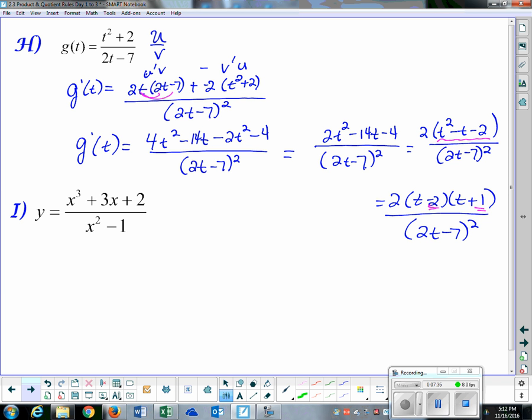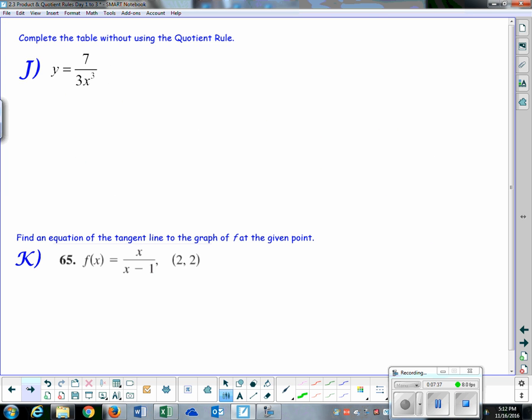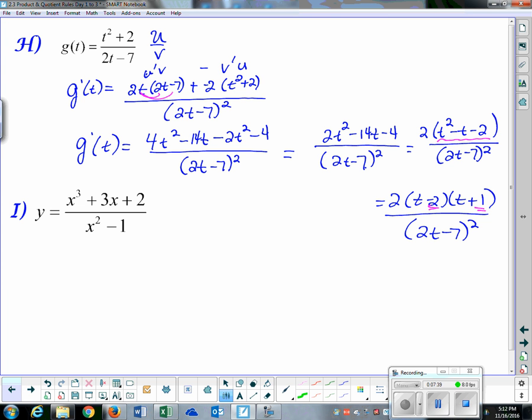On to letter I. We just have a couple more to do, and then you're going to be able to do homework. So once again, it's U prime times V minus V prime times U for our quotient rule. My U I will assign to the numerator. It now has 3 terms, but the process is going to be the same.